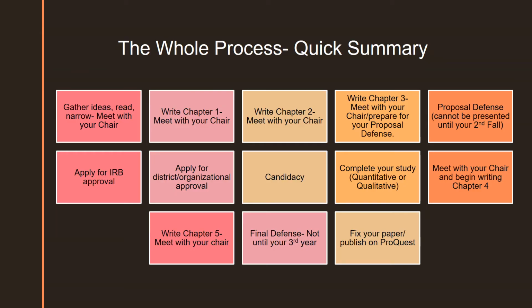All right, so a real quick summary of your paper. You start with gathering ideas, reading, narrowing your topic, and meeting with your chair. Then you're going to write your chapter 1, and you meet with your chair. You write your chapter 2, you meet with your chair. You're sending them your writing so that they can review it. I'm going to put this in right now.